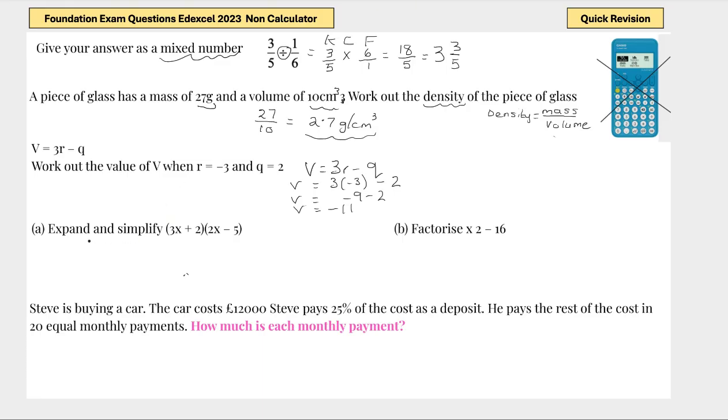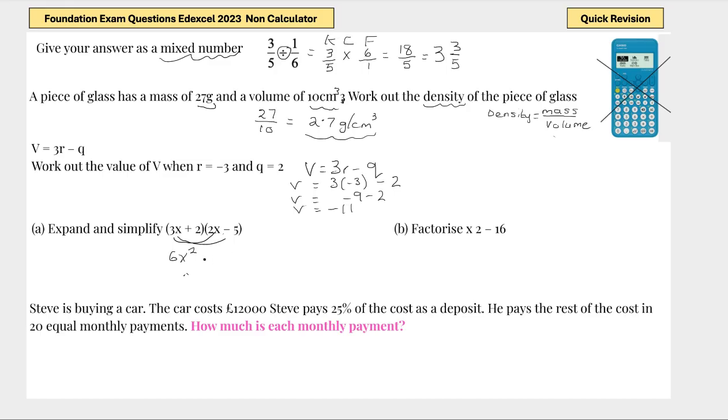So this question asks us to expand and simplify. So we've got 2 lots of brackets. This will be towards the end of a foundation paper, beginning of a higher. So we're going to times our brackets out to expand. So we've got 3x times 2x. So let's work on our numbers. 3 times 2 is 6. X times x is x squared.